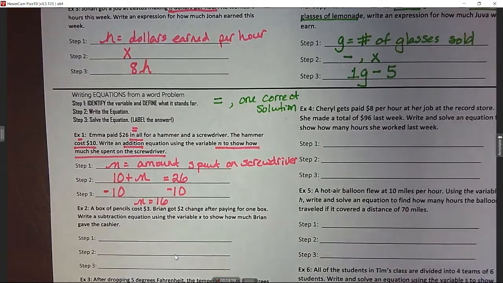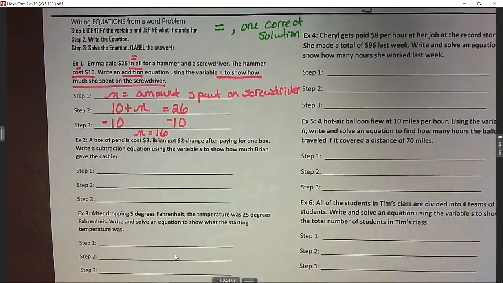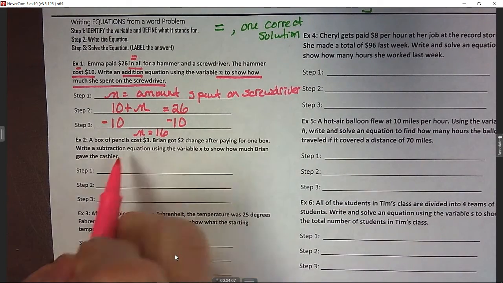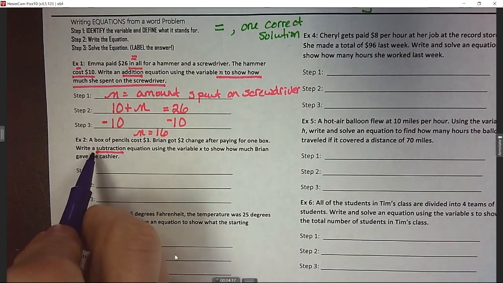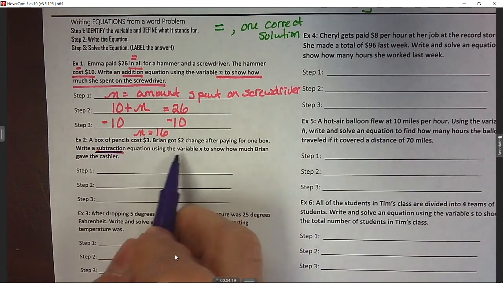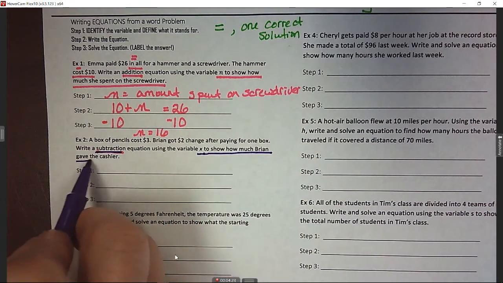All right, let's look at the next one. A box of pencils costs $3. Okay, Brian got $2 change after paying for one box. Write a subtraction equation using the variable x to show how much Brian gave the cashier. We'll change markers here. All right, so subtraction, and the variable is x, and that tells us how much Brian gave the cashier.